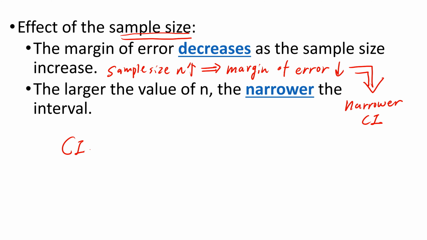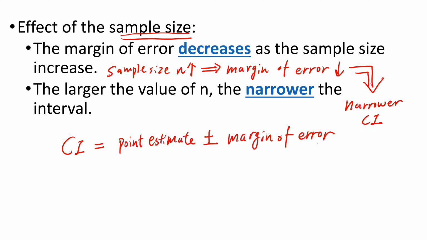because the confidence interval will be calculated as the point estimate plus or minus margin of error. That's why the margin of error decreases. The confidence interval will become narrower.